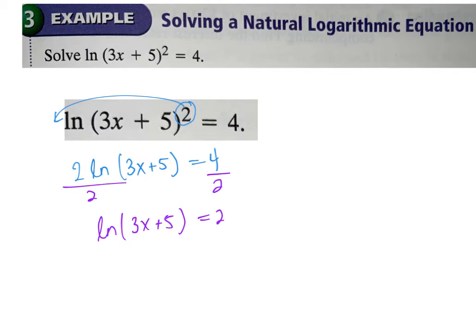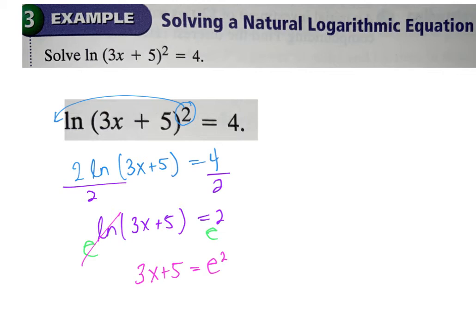So this is ln, a base e, so I'm going to do a base e on both sides. And so on the left-hand side, my e and my ln cancel, and I just have the 3x plus 5. And on the right-hand side, I have e squared. Remember, e is a number, so I have a number on the right-hand side.